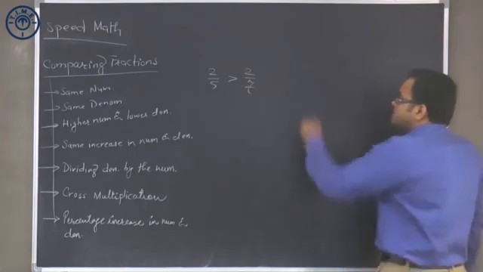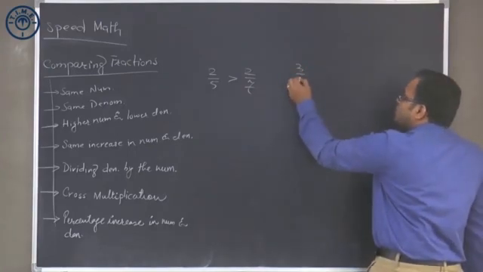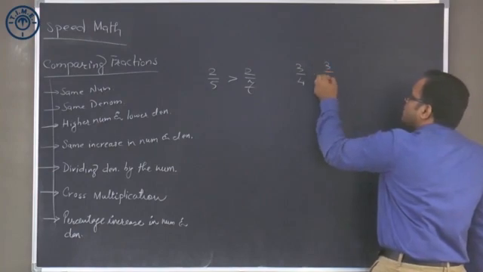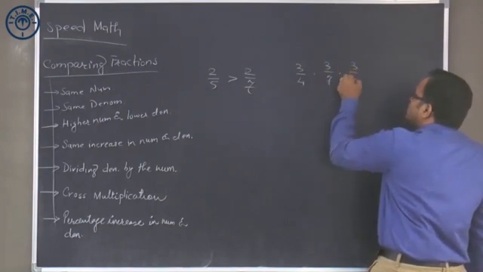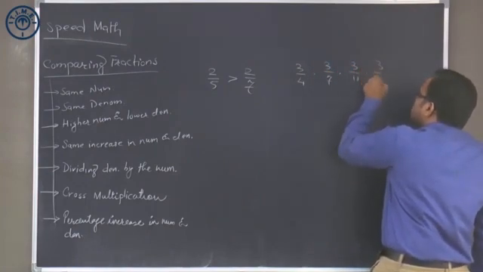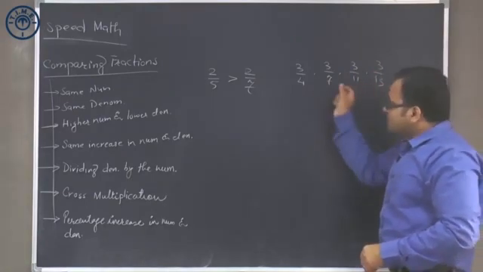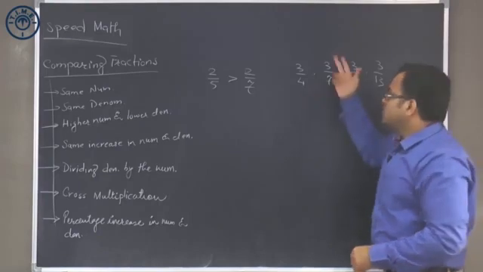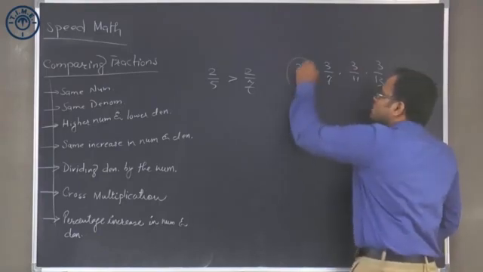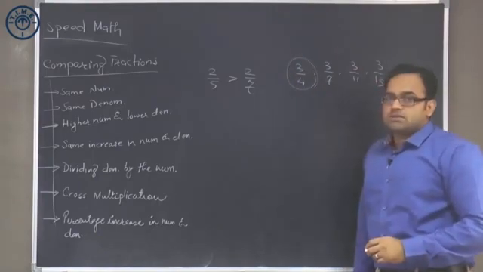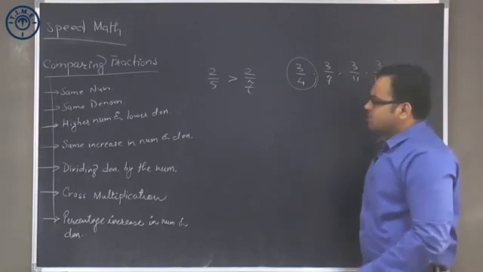Similarly, let us see if I have to compare 3 upon 4, 3 upon 7, 3 upon 11, 3 upon 13. Out of these 4 numbers, whichever number has the least denominator will be the highest. So over here 3 upon 4 will be the highest number. That's a very simple thing.